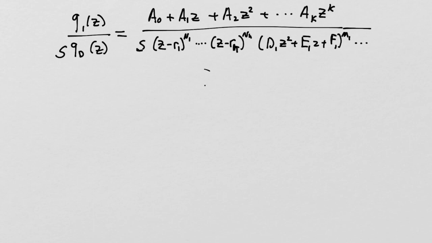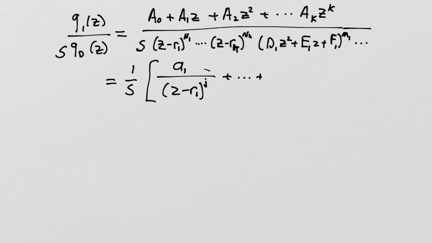And so we could write this thing as 1 over S times, and inside here we'll put our partial fraction decomposition. The partial fraction decomposition will always contain terms that look like some constant, I'll say A1 over z minus r1, and this will come to an exponent. There'll always be an exponent here. I'll just call the exponent j. And then you'll have a bunch of terms that look like that, right?